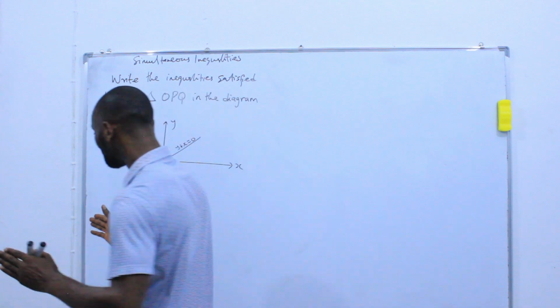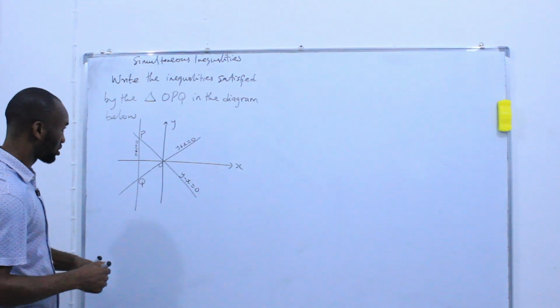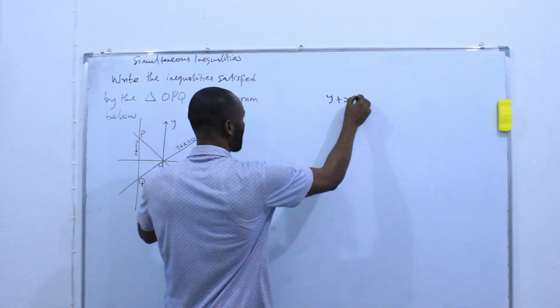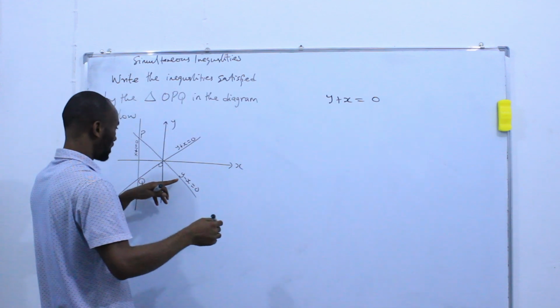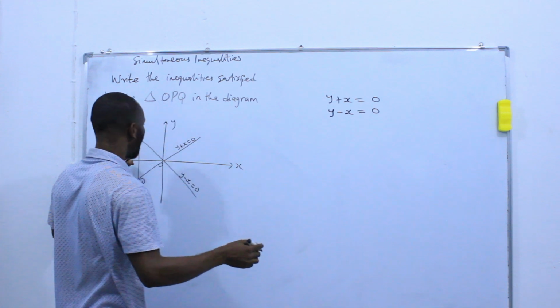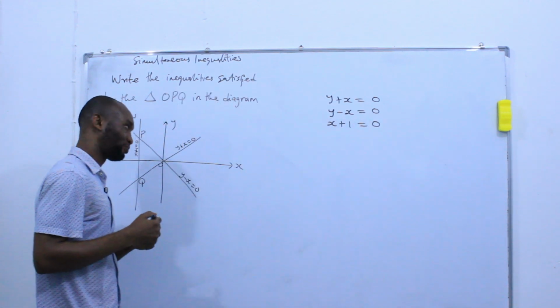First of all, the first thing we're going to do is to write out these equations. I'm going to write out the equations first. y plus x is equal to 0. Then I have y minus x is equal to 0. And finally, we have x plus 1 is equal to 0.